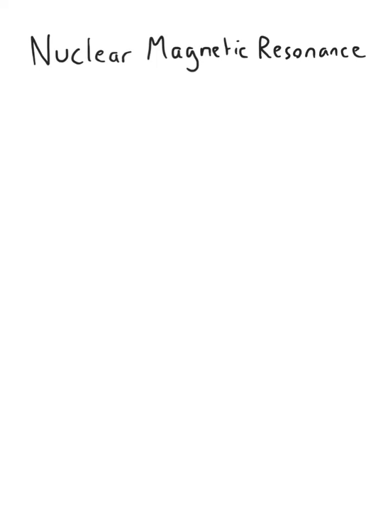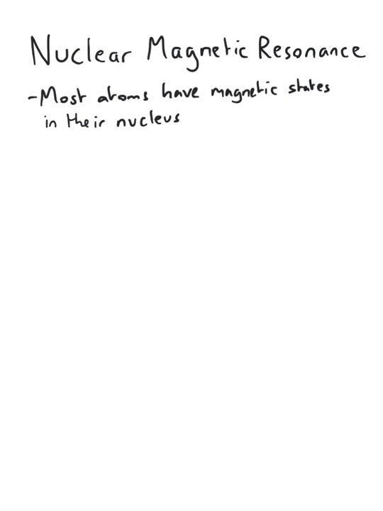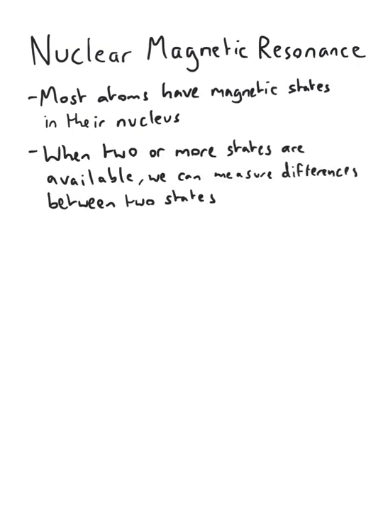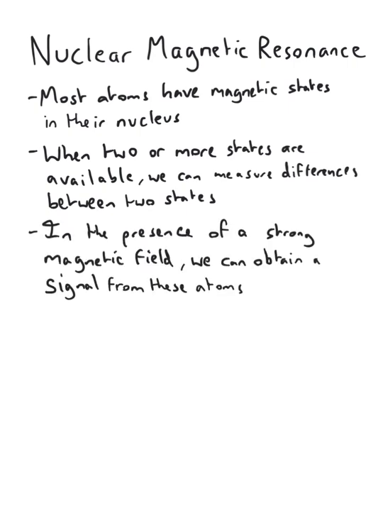This video is on nuclear magnetic resonance. Most atoms have magnetic states in their nuclei. When two or more states are available within that nucleus, we can measure the difference between the two states. In the presence of a strong magnetic field, we can obtain signals from these atoms.